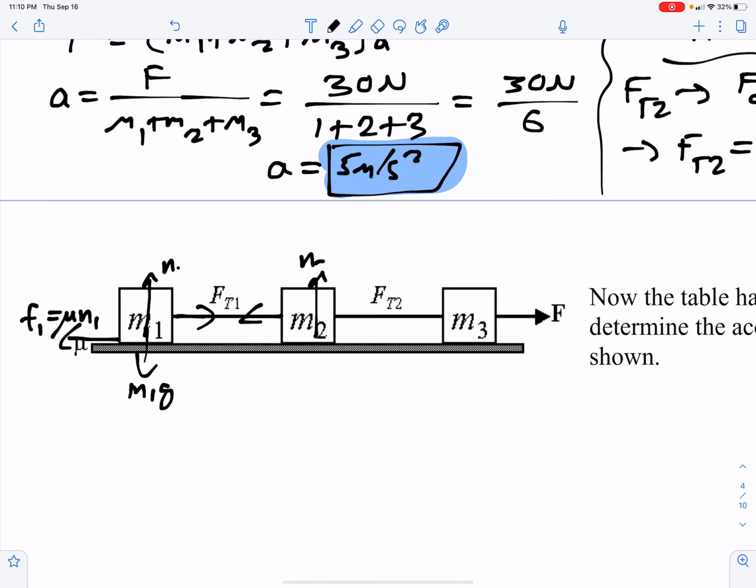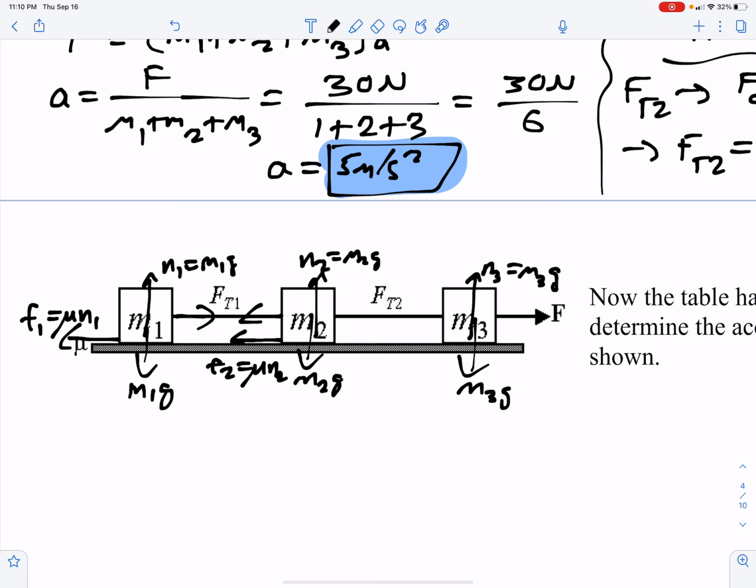You've got normal force 2. By the way, normal force 1 is balancing weight 1, so it's also M1G. This is also M2G. Okay, we also have friction 2 is equal to mu N2 going to the left. On the third mass, we've got normal force 3, which is balancing M3G going down. You also have friction 3 is equal to mu N3.